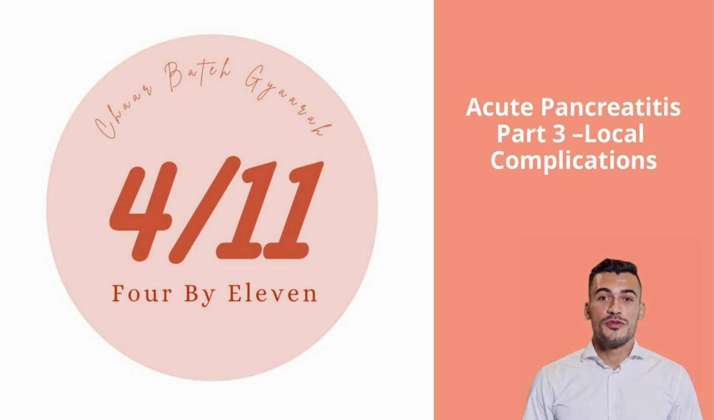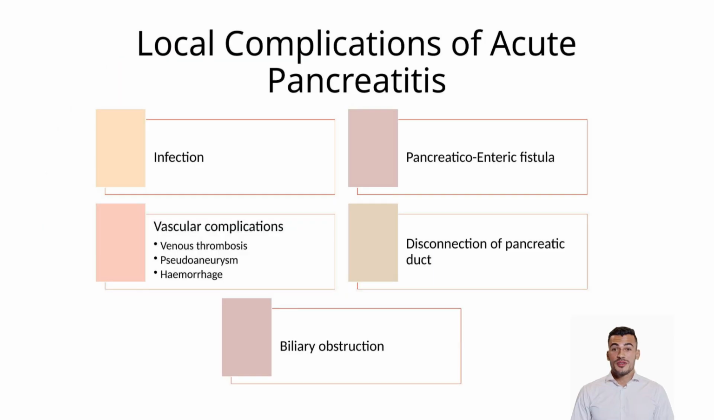This is the third part of the video series on acute pancreatitis imaging. Today we are going to discuss imaging of complications of acute pancreatitis. A few of the important local complications of acute pancreatitis are enlisted here. They include infection, vascular complications, pancreaticoenteric fistula, disconnected pancreatic duct syndrome, and biliary obstruction. So let's take a look at all of them one by one.